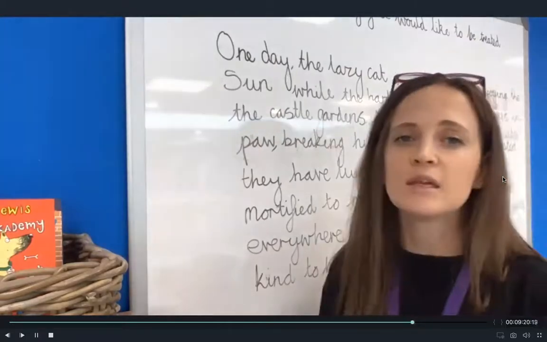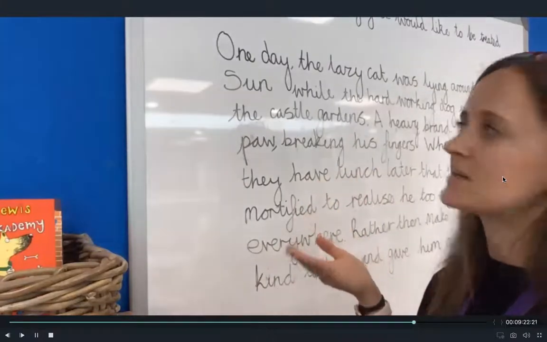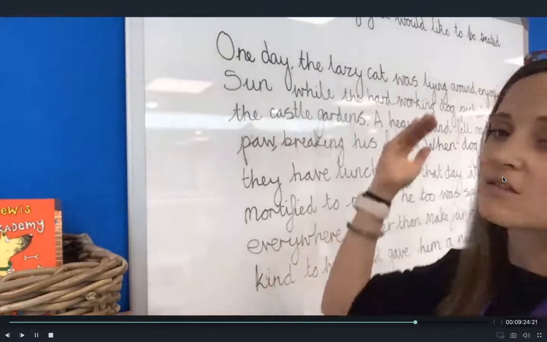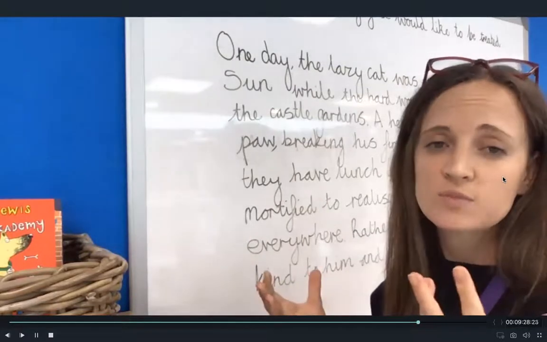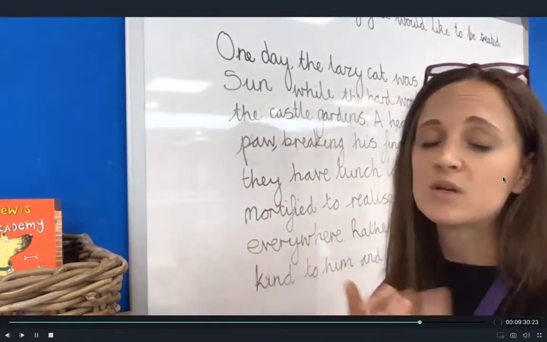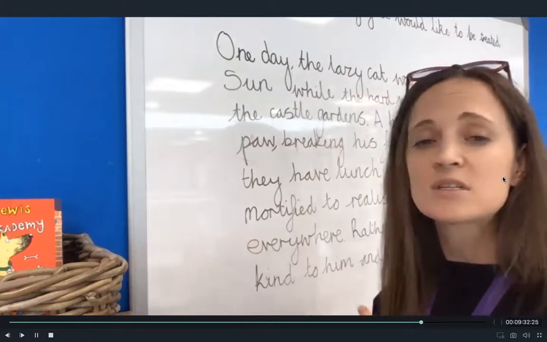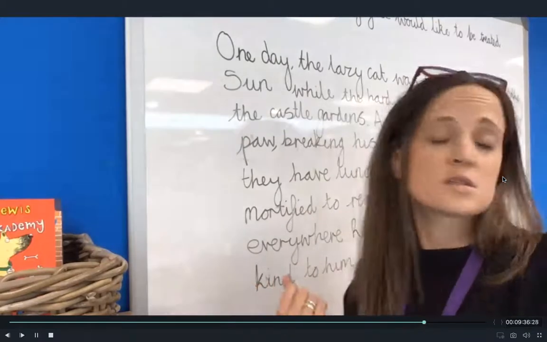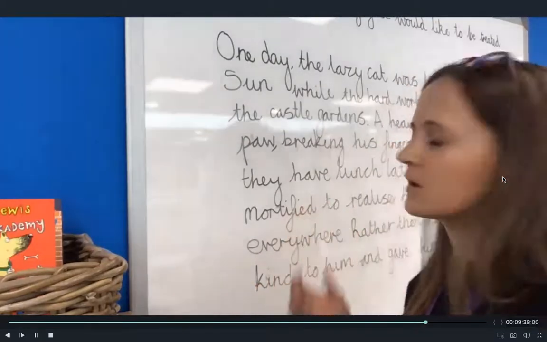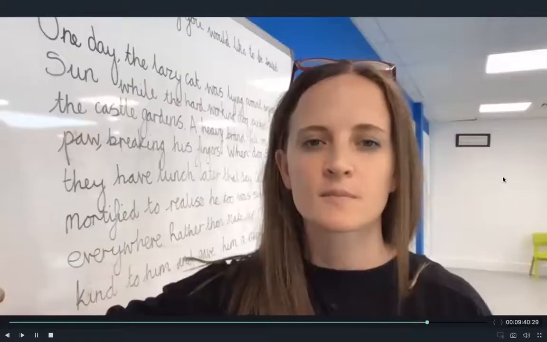So you can see that this is where Cat realizes that actually he needs to treat others the way he would like to be treated. So he doesn't want to be treated the same way that he has been treating Dog. He wants to be treated kindly and with respect, which is exactly what the dog is able to do to him.